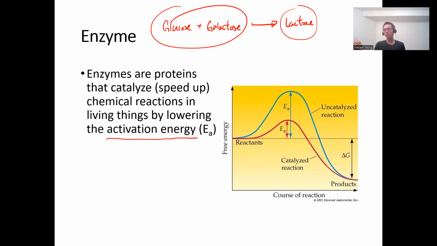So enzyme helps you lower the energy requirement for reactions so that they can happen in the body. Otherwise, it would take too long. Otherwise, it would never happen in the body. All the reactions in the body would need to have an enzyme.